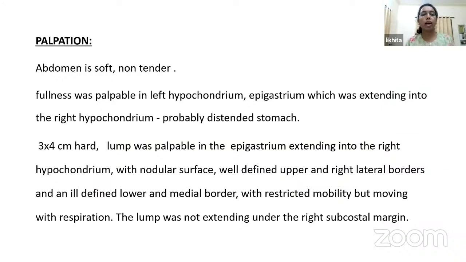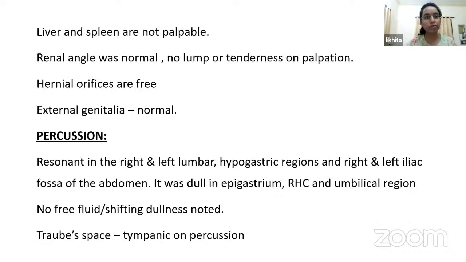Going to the palpation, the abdomen was soft and non-tender. Fullness was palpable in the left hypochondrium and epigastrium, extending into the right hypochondrium, and was soft in consistency, probably a distended stomach. A 3 × 4 centimeter hard lump was palpable in the epigastrium, extending into the right hypochondrium, with a nodular surface, well-defined upper and right lateral borders, and an ill-defined lower and medial border, with restricted mobility but moving with respiration, and the lump was not extending under the right subcostal margin.